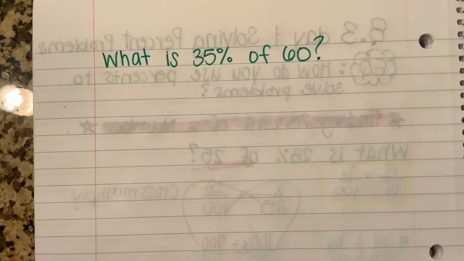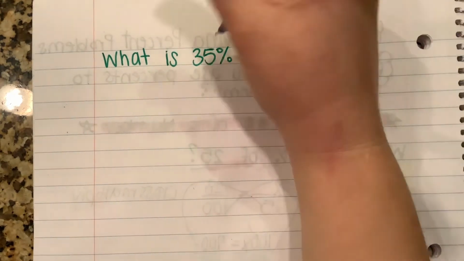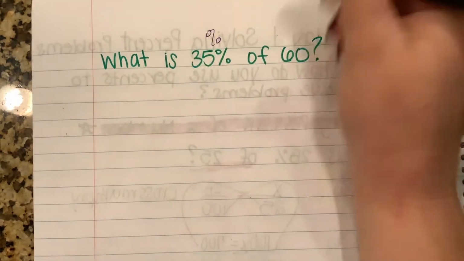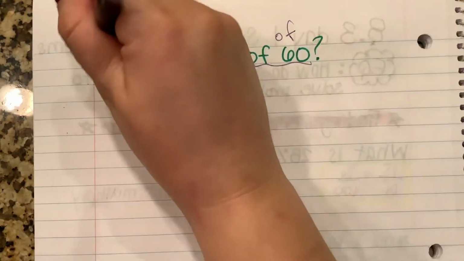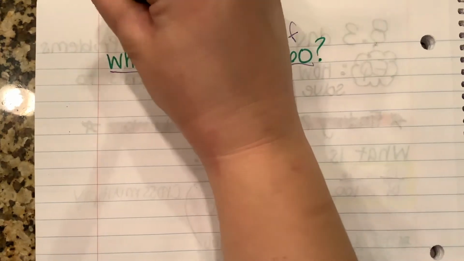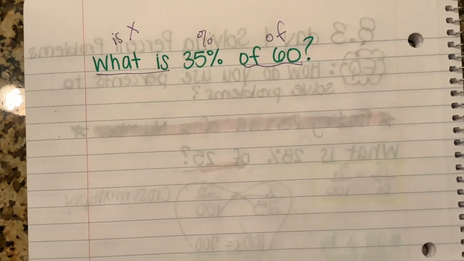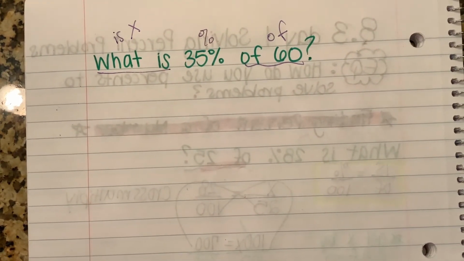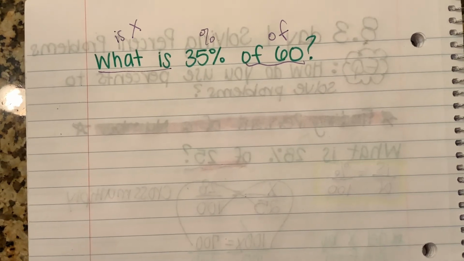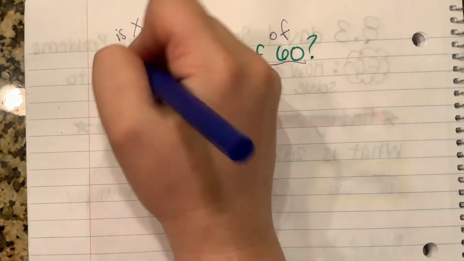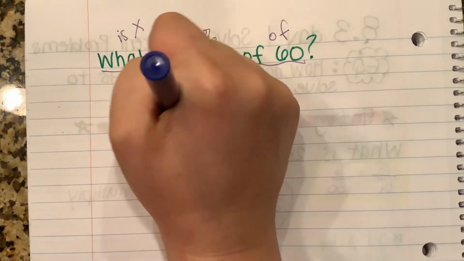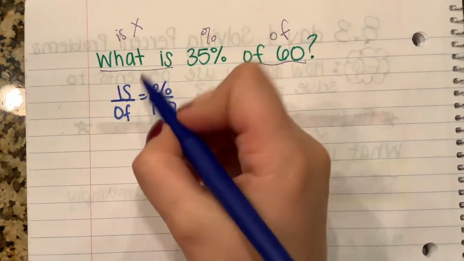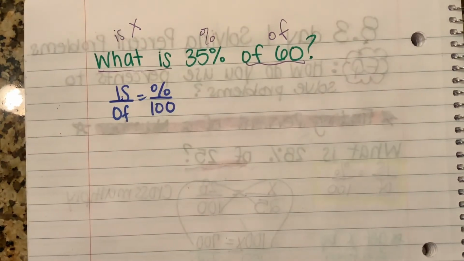So in this problem, I'm going to analyze it. I have my percentage, and I have my of number of 60, and it's asking me what is. I don't know it yet, so maybe I label that X at the top. Going back to that handy dandy formula that we're using, all chapter 8.3: is over of equals percent over 100. Memorize it, know it, love it. You will need to know this formula for the test. It will not be given to you.